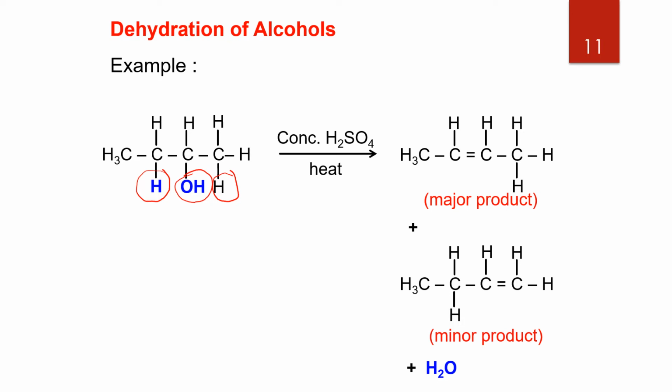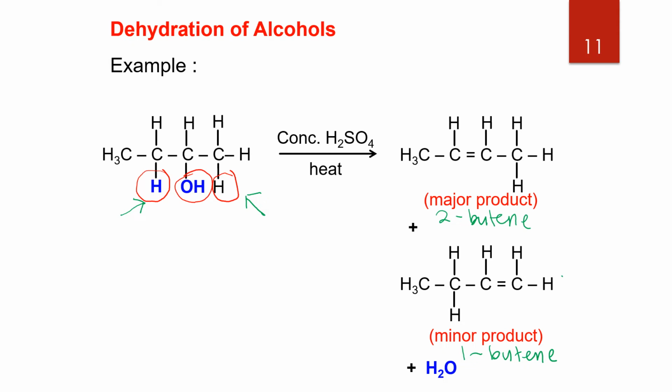If we remove the hydrogen from the left side, it will give the product 2-butene. But when we remove the hydrogen from the right side, it will give the product 1-butene. Between the two alkenes produced from the reaction, which one is the major product?